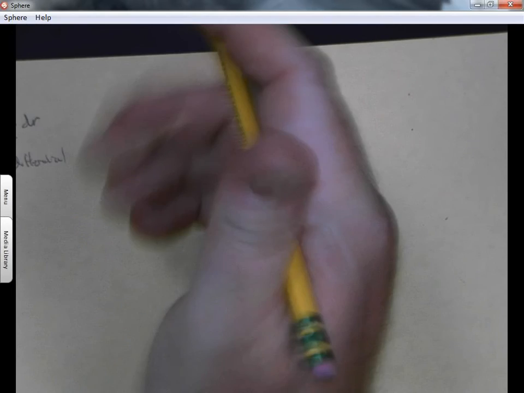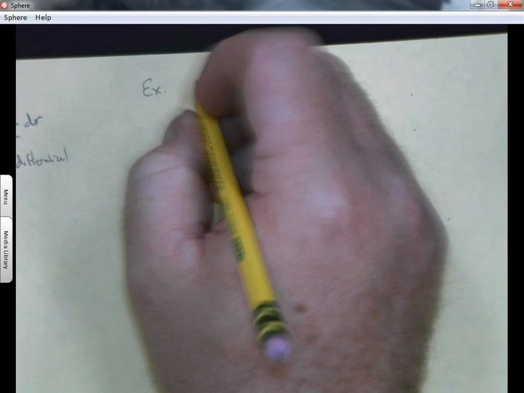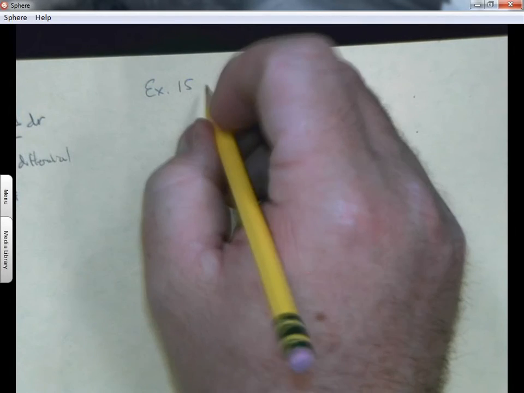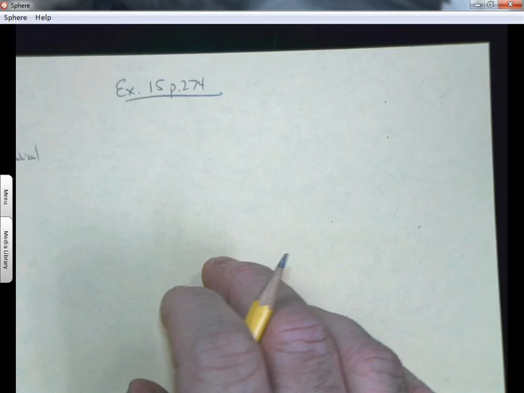we're going to have our next one, which is example 15. Also on the next page, page 274. Okay, I'm doing your homework for you, I believe.